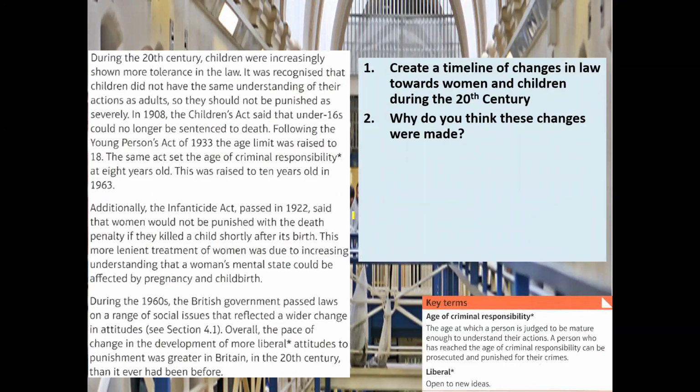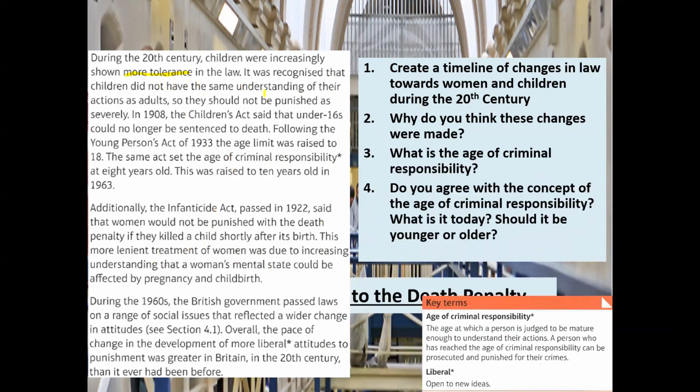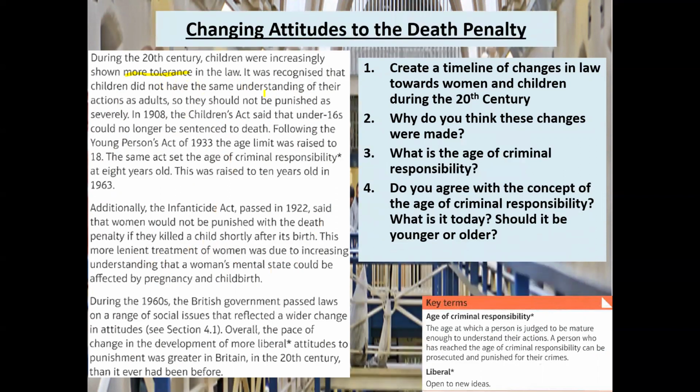During the 20th century, children were increasingly shown more tolerance. It was recognized that children were not the same as adults. Think back to Victorian times, think back to our story of Oliver, think back to how children were treated, and essentially they were treated the same as adults. In 1908, the Children's Act said that under 16s can no longer be sentenced to death. How many of you watching this are under 16 right now?